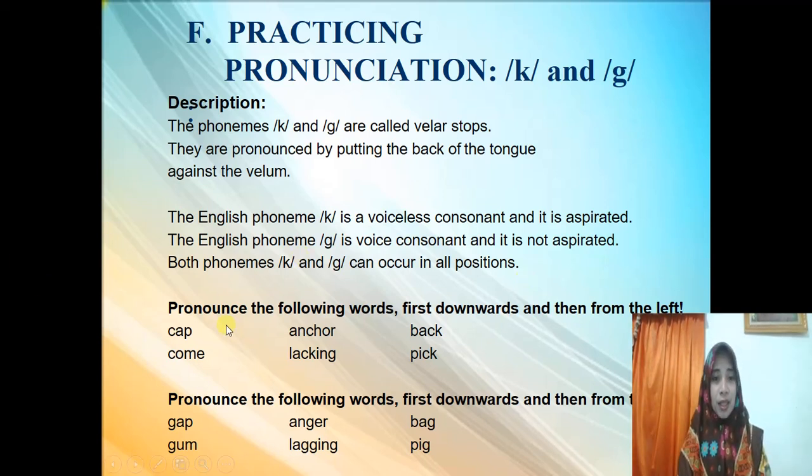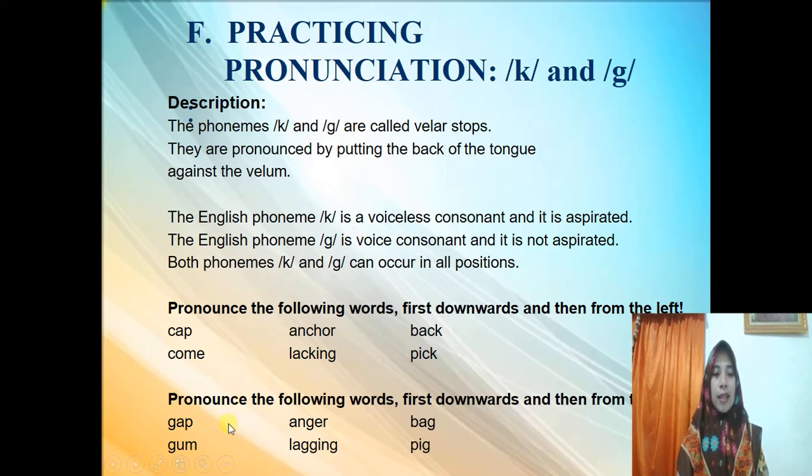Phonemes K and G. Pronounce the following words, first downwards and then from the left. Don't forget, the English phoneme K is a voiceless consonant and it is aspirated. For example: cap, cap, calm, calm, anchor, anchor, lacking, lacking, back, back, big, pig. The English phoneme K is a voiceless consonant and it is aspirated.